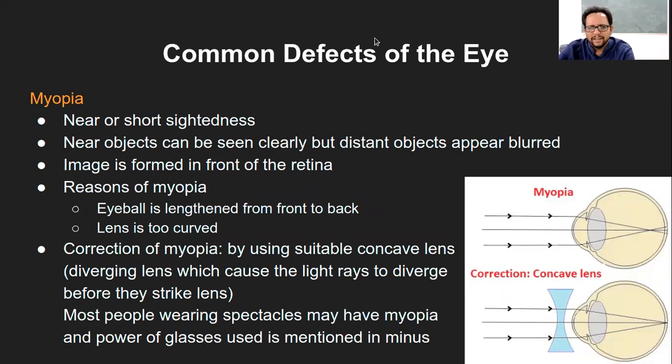So that is the myopic situation where you use a concave lens, which is a diverging lens. So again, the type of questions that are asked here are: where is the image formed in myopic eyes or myopic defects, and what type of lens can be used? How does it help? What are the reasons for myopia? So all these questions can be asked from this.